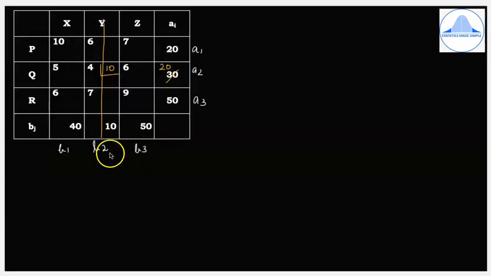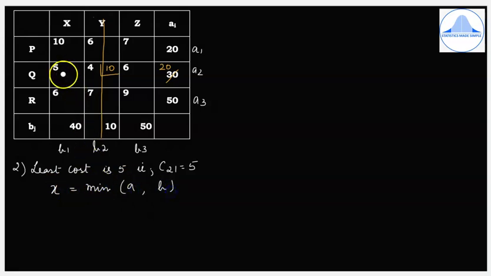Now I have rewritten the table again with the previous calculations marked. Now I'll start with the second step. Next, in the remaining costs, find the least cost. You see that the least cost is 5, and observe that it is in the second row, first column. That is C21 is equal to 5. Now write the allocation as X is equal to minimum of A, B, and because this 5 is present in cell 21, write 2 for A and 1 for B.